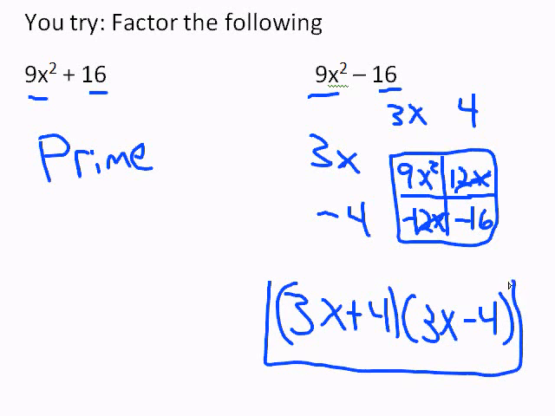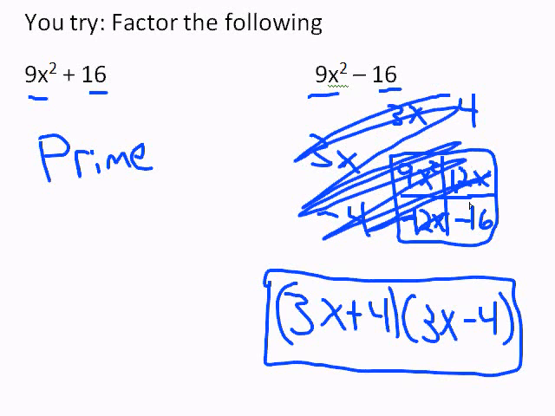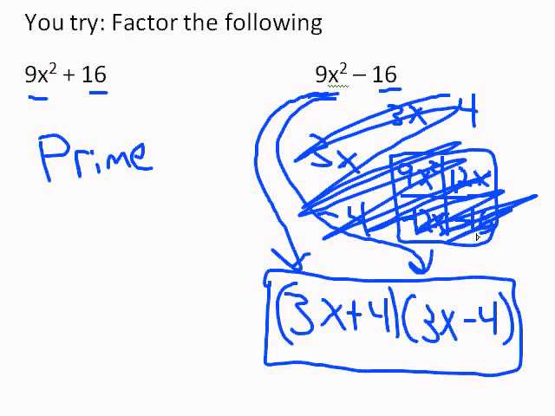What I want you to see from this in the end is that if both of these are perfect squares, meaning they can be square rooted into whole numbers, we can forego all of this middle step right here, straight down into splitting the 9 into 3x and 3x and the 16 into positive 4 and negative 4. And then if we want to, we can go ahead and distribute them to check our answer.